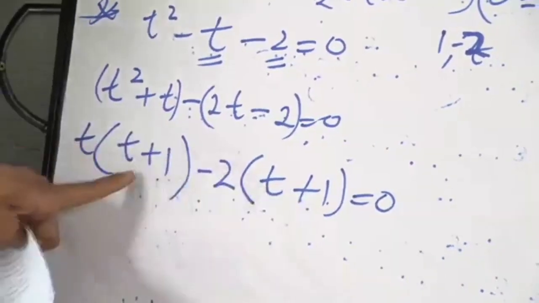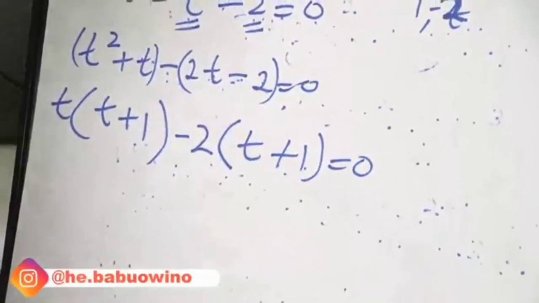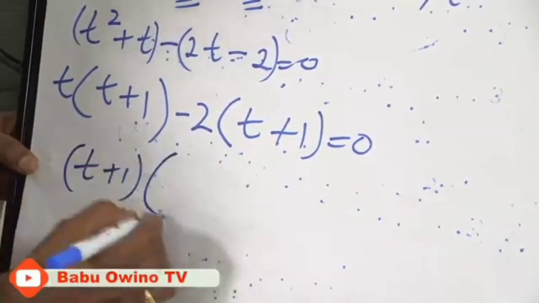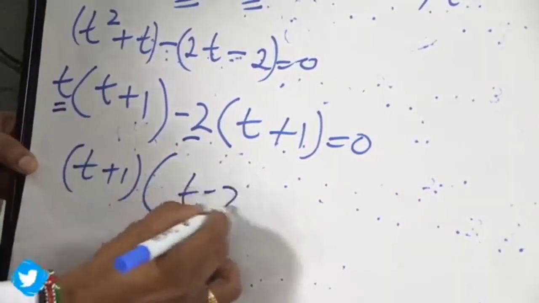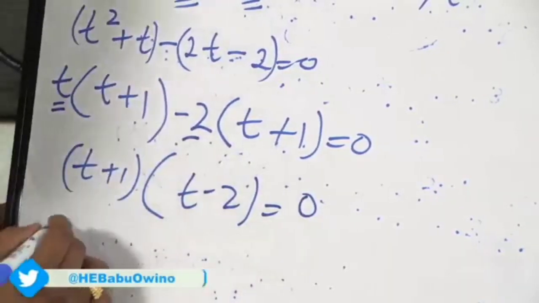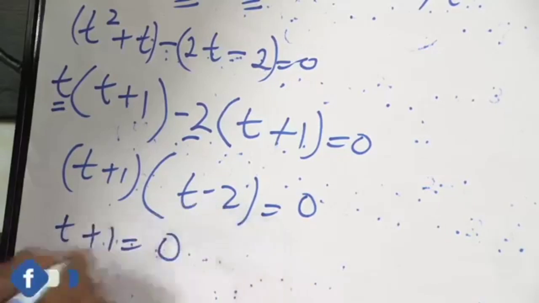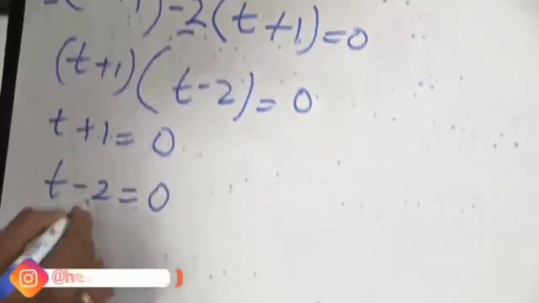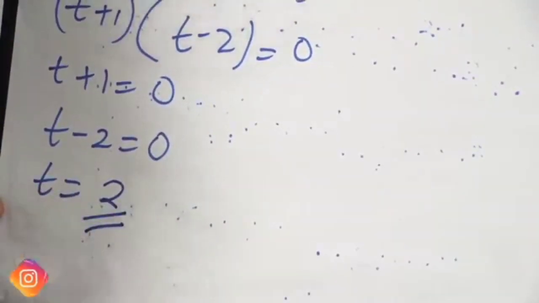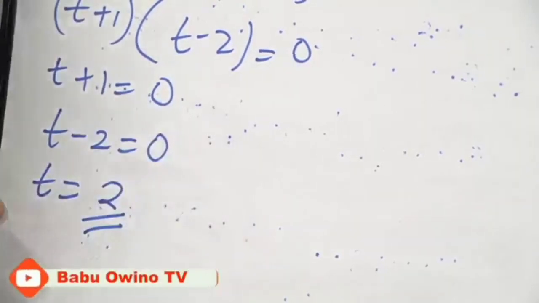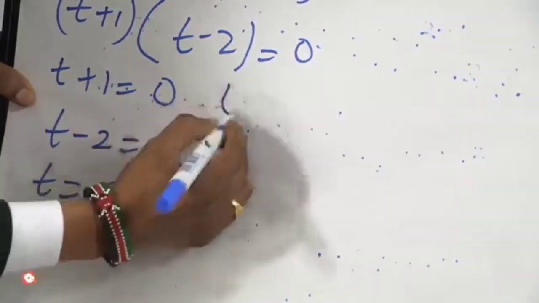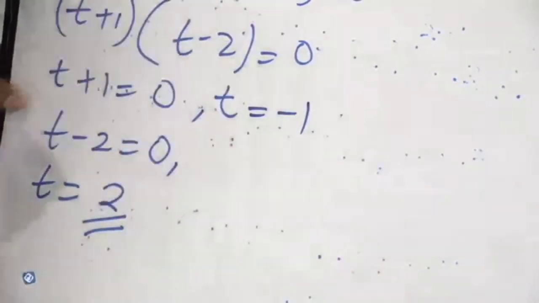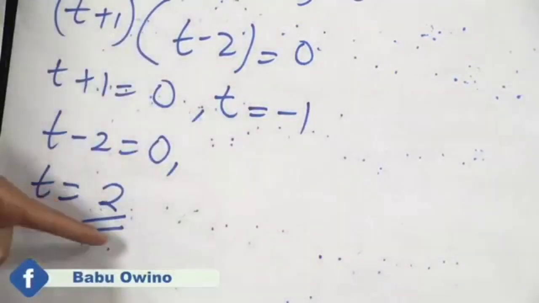In our bracket, you can see clearly we have a common factor of t plus 1. So we are going to collect the common factor of t plus 1, and then you pick t minus 2, you equate to 0. So t plus 1 equals 0, and t minus 2 equals 0. When -2 crosses to the other side it becomes +2, and when +1 crosses the other side it becomes -1. So we have t equal to -1 and t equal to 2.